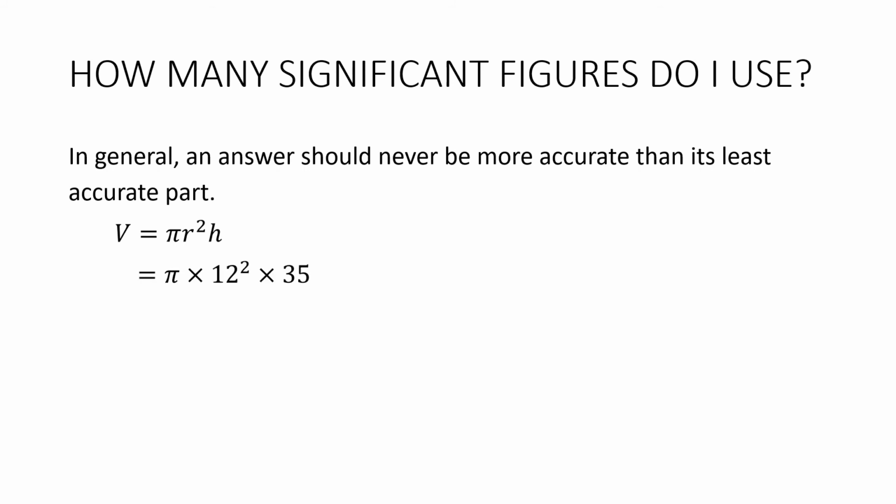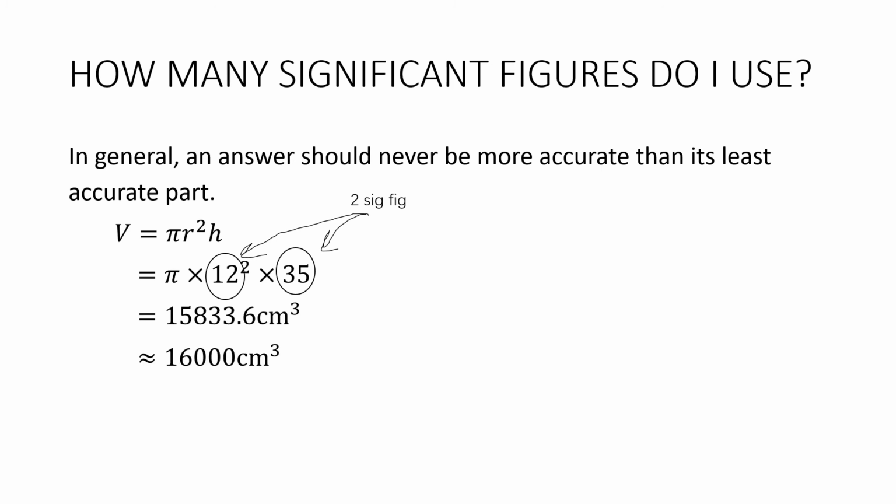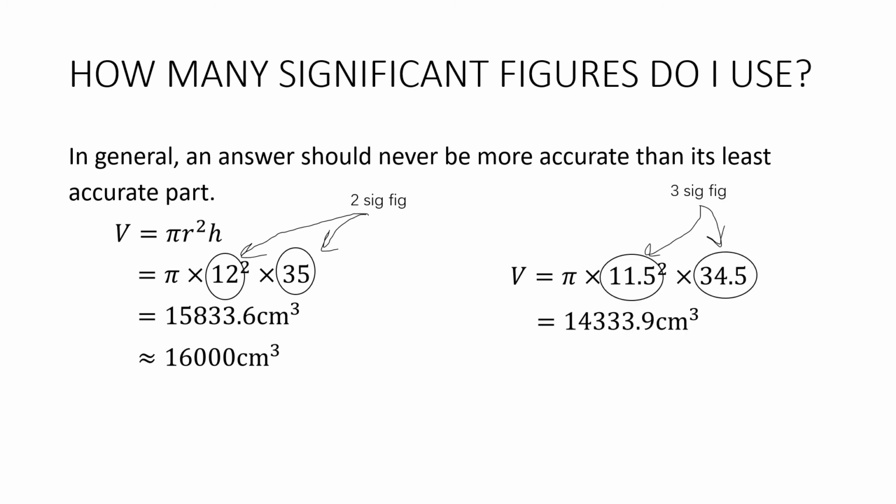And suppose our measurements are 12 centimetres and 35 centimetres. Now, both of those measurements are written to 2 significant figures. And so when we work out our answer, we should round it to 2 significant figures. Suppose our measurements were 3 significant figures. When we work it out, we should round to 3 significant figures.